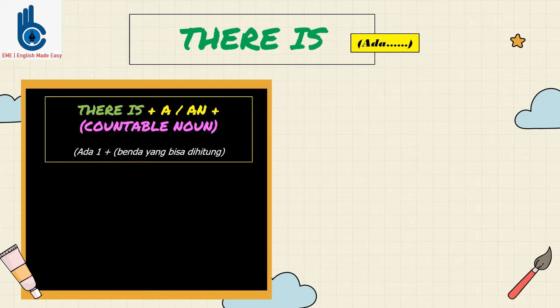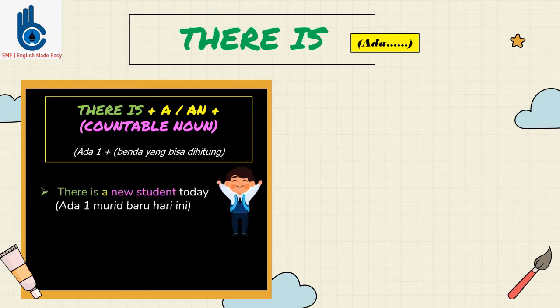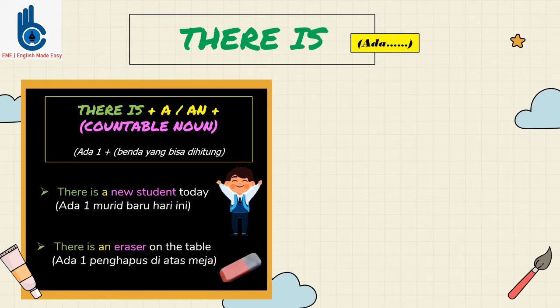There is diikuti a atau an mengungkapkan bahwa ada satu benda untuk benda-benda yang bisa dihitung. For example, there is a new student today. There is an eraser on the table. Do you still remember the difference between a and an?